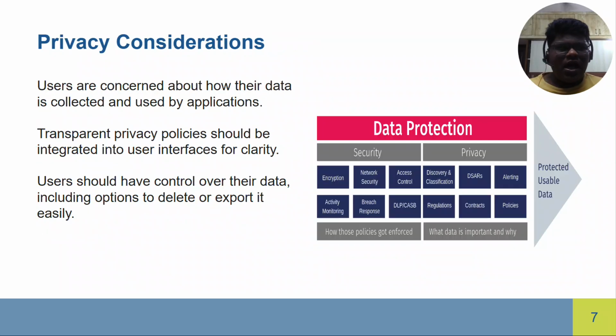Here in the diagram, I have shown how the data protection mechanism works. Under data protection, there are basically two components which protect the data, which is security and privacy. These two are the integral components of data protection.